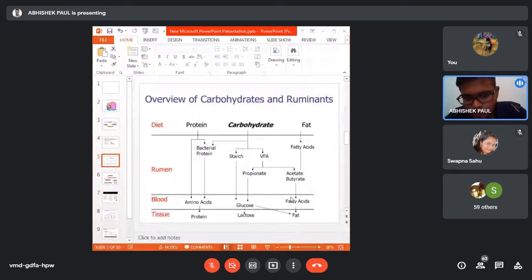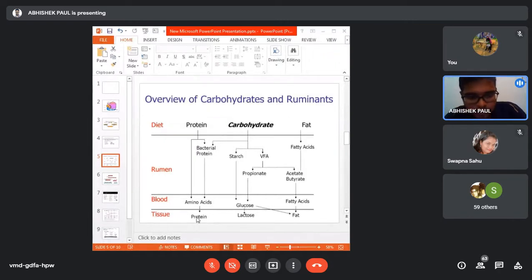So propionate converts into lactose in the mammary gland, and acetate and butyrate are the precursors of the milk fat. Precursor means where it is coming from. So milk fat comes from acetate and butyrate, and milk sugar, that is lactose, comes from propionate, a volatile fatty acid produced by carbohydrate digestion.